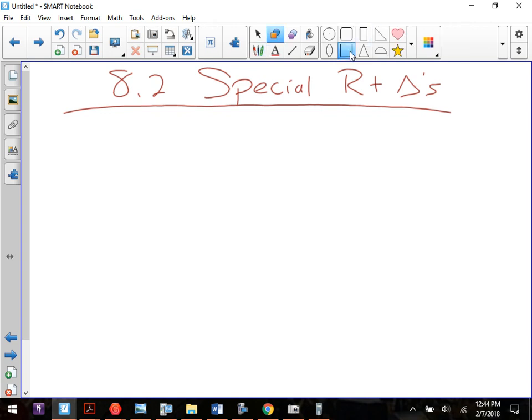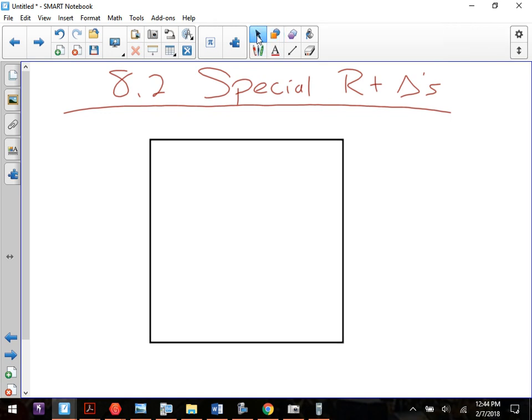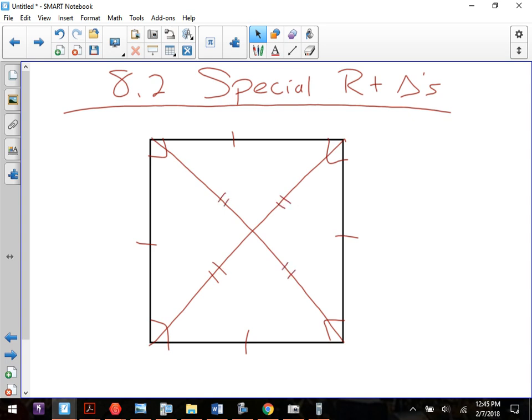If I start with a square, what do you know about a square? We have four right angles. We have four sides that are the same. Okay. What do the diagonals do to the angles? They bisect. Good. They bisect the angles, and the diagonals themselves get bisected because they're also congruent. And you get four right angles in the middle. If you bisect a 90-degree angle, what do you get? Good. You get 45s.